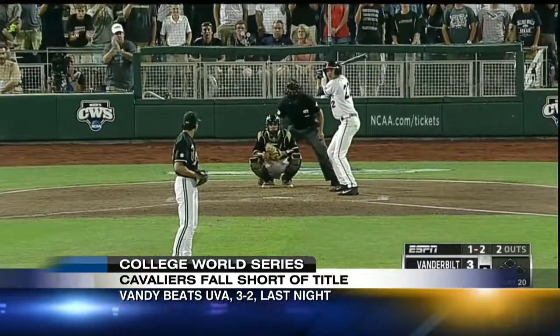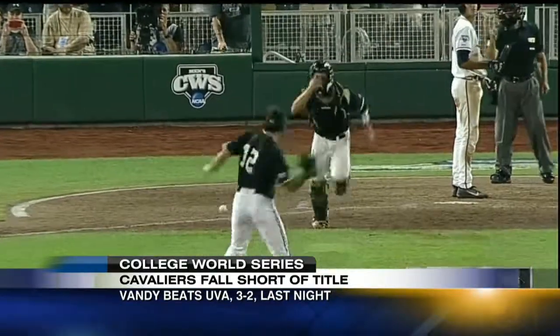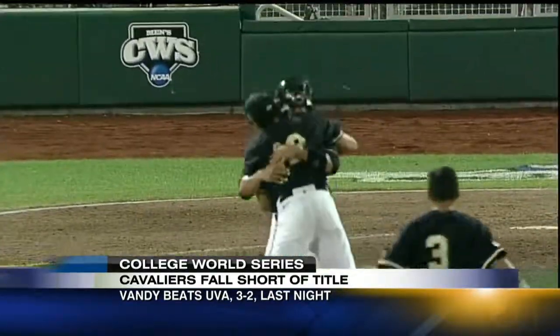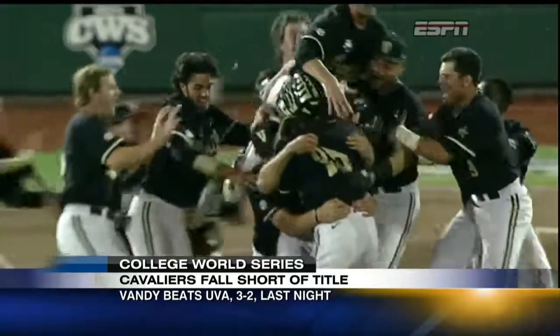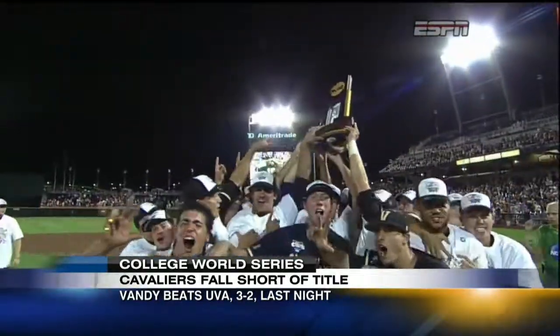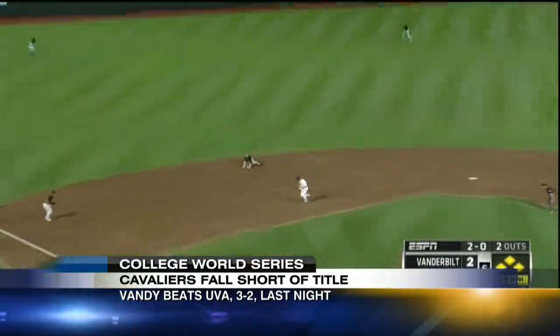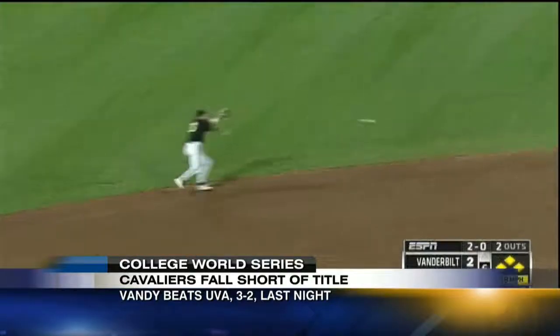To UVA baseball, a memorable season came to a heartbreaking end for the team last night after Vanderbilt narrowly defeated Virginia 3-2 in the final game of the National Championship Series. The College World Series title, the missing piece to a year that began with the team on top, with the team grabbing 53 wins along the way, the most in program history.